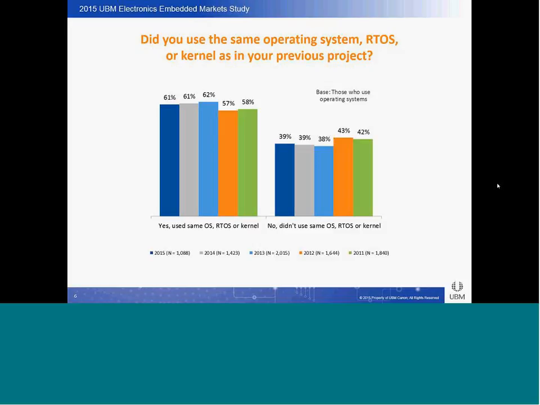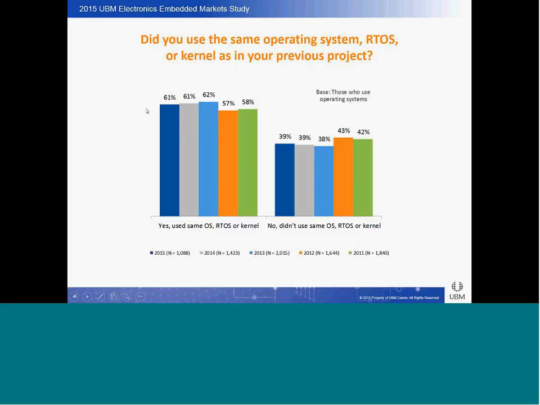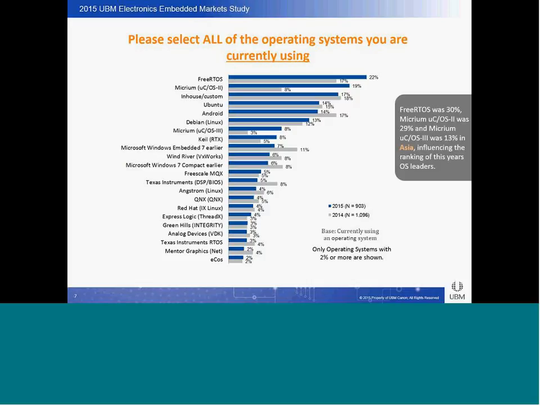RTOS, OS kernel: the trend is pretty flat, meaning people are using the same thing that they used previously. They may be switching over to something else. An example would be a company switching from their internally developed one, as we mentioned earlier, to one that is no longer internally developed. And so it might be worthwhile for people working in the field to understand several real-time operating systems that people use.